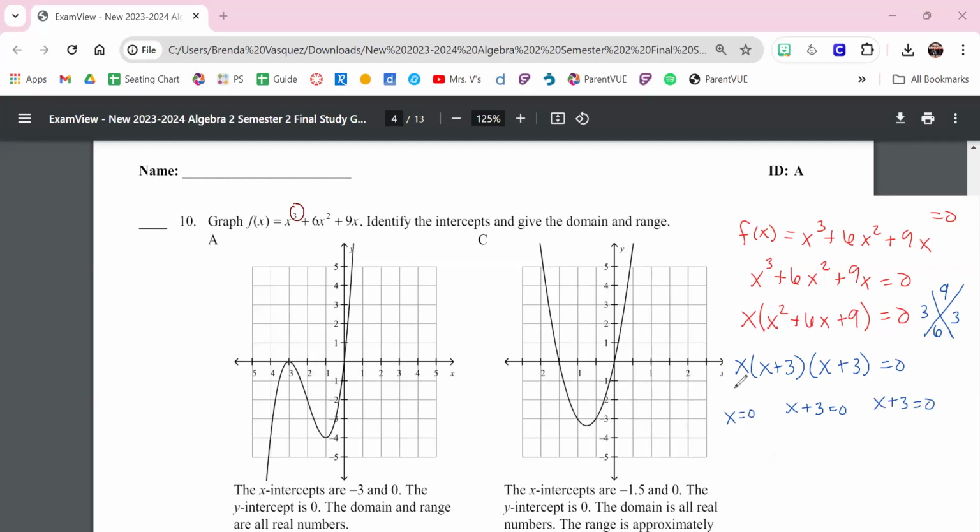So I have x equals 0. This one's already solved. The next one, x equals -3. You can do your one-step equation, subtract 3. And the same happens with the other one, x equals -3. So my solutions are x equals 0, -3, and -3.